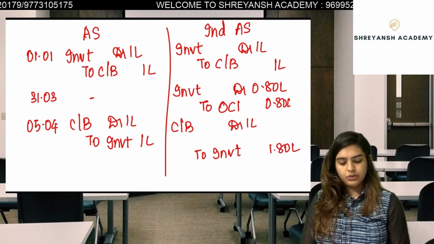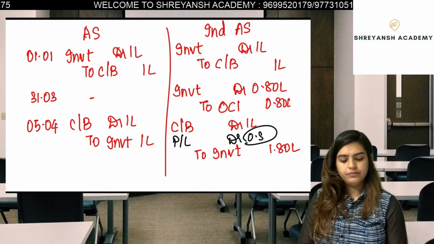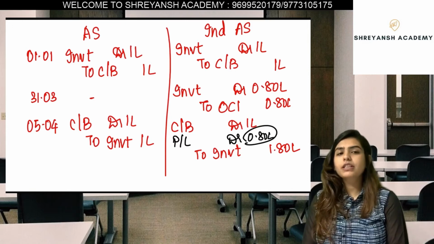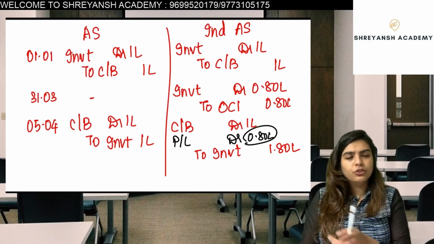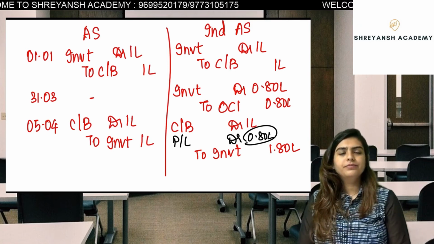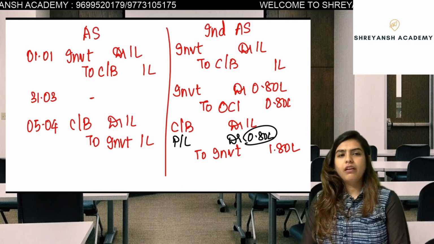So ma'am, what happens to the loss? The loss will be transferred to PRL account, because this is not an anticipated loss, it's an actual loss. Can I say your actual loss should go to PRL? Clear? So ma'am, what happens to this OCI? So now understand.